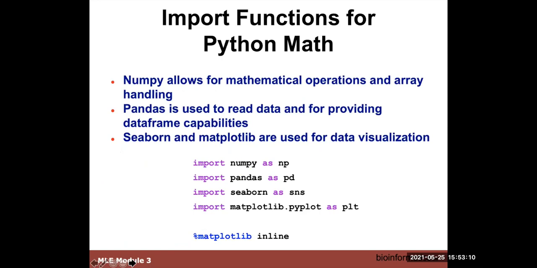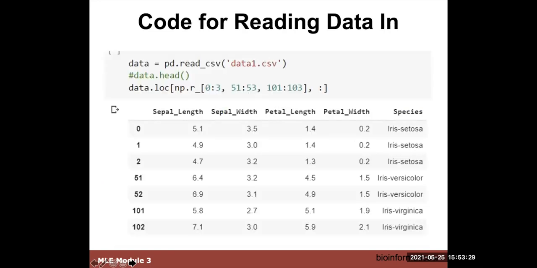As before with the decision tree, we import NumPy and Pandas. We also are putting in Seaborn and Matplotlib to help with some data visualization, which you'll see a little later, but this is an example of some of the libraries that we use just to make things a little easier for our computations.